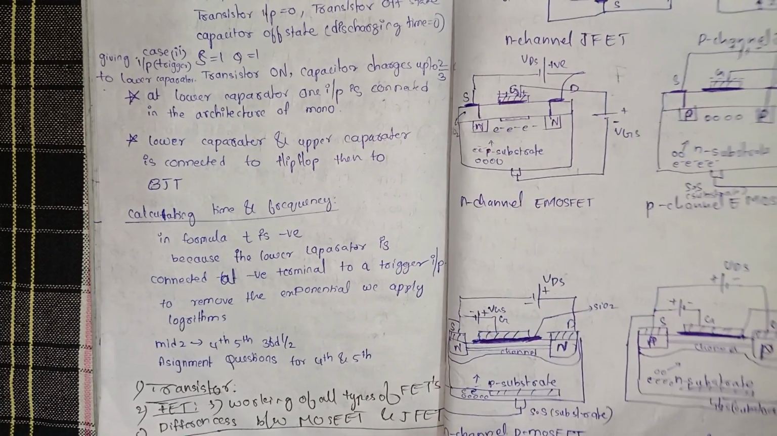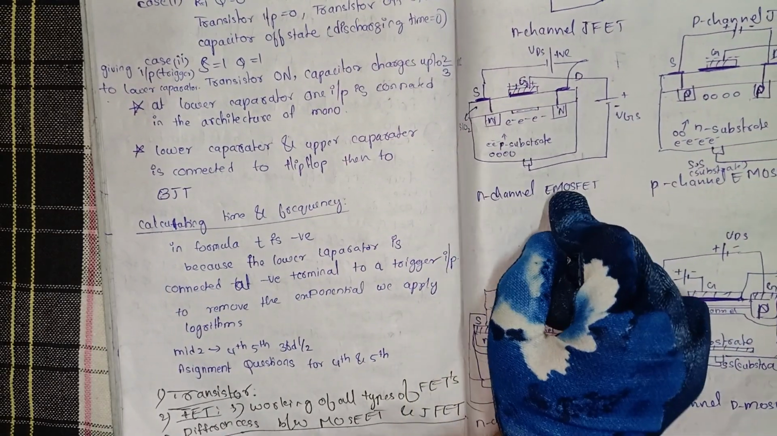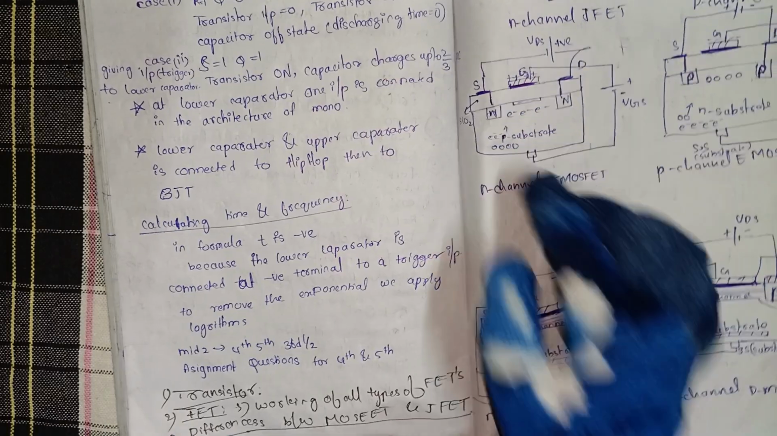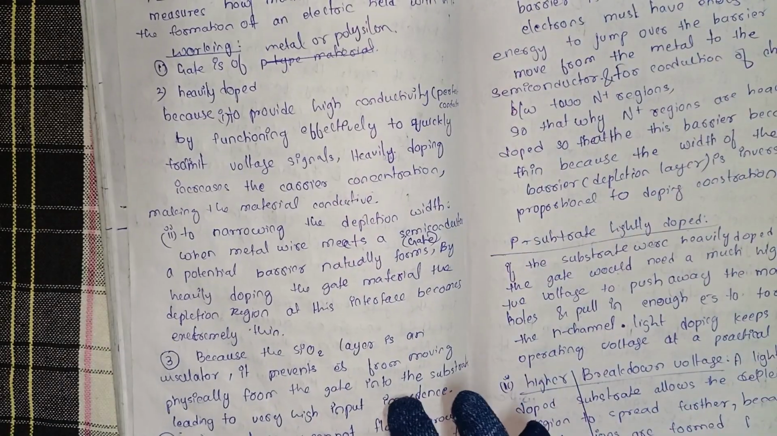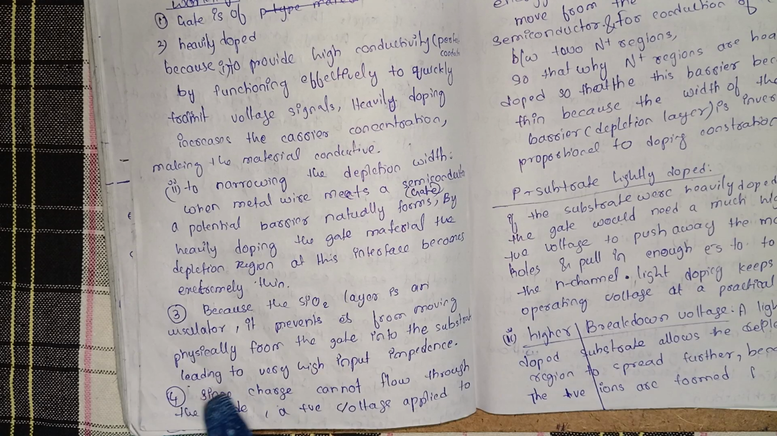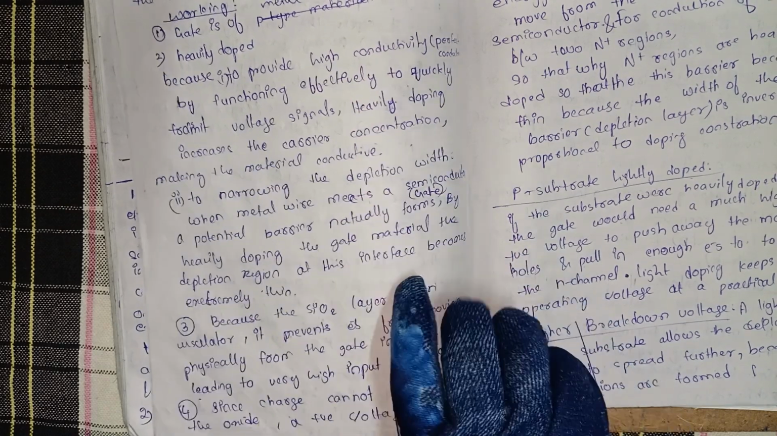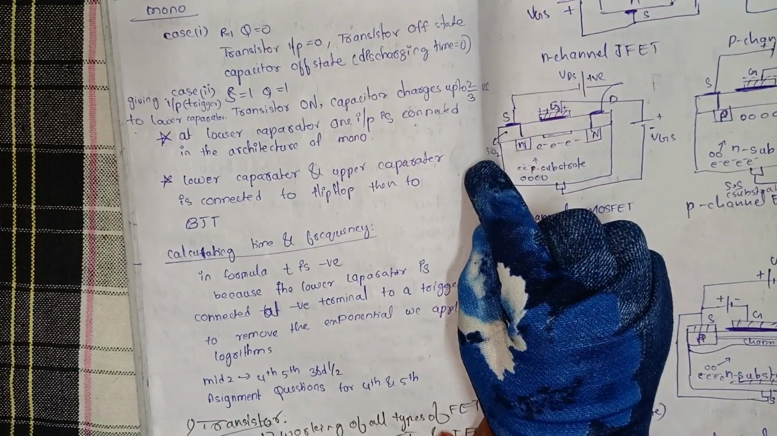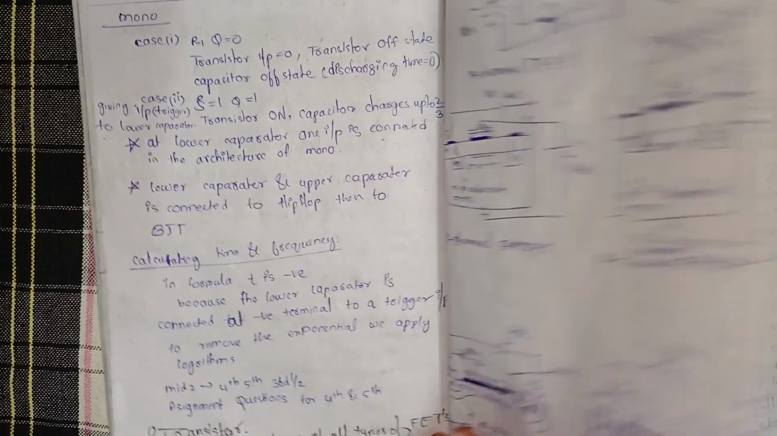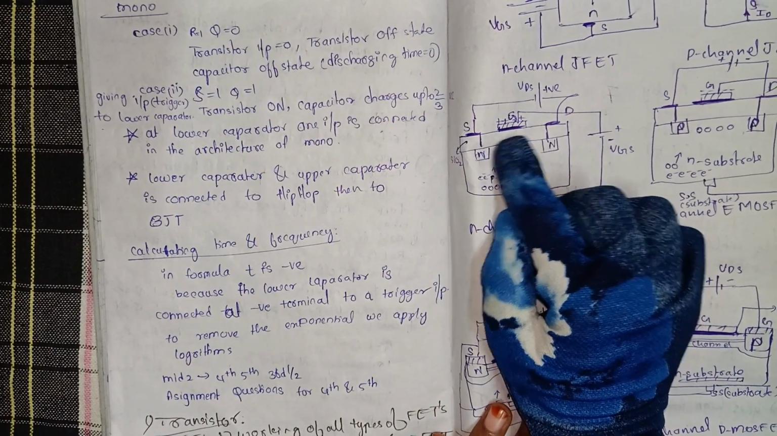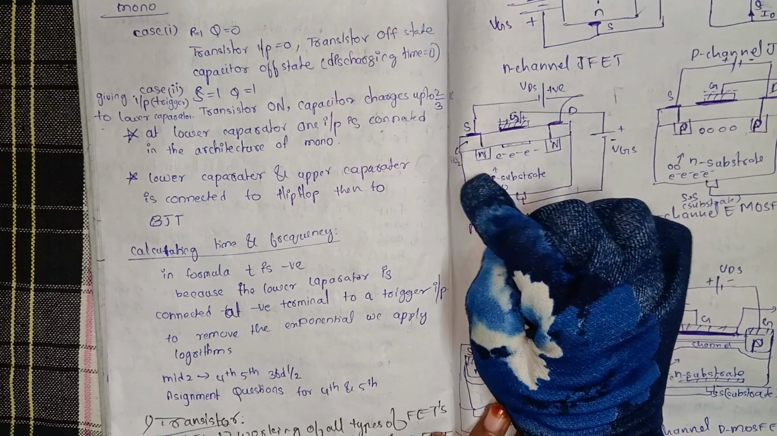This is the diagram of the N-channel MOSFET. Here are the source, gate and drain. Two N regions are there and a P substrate is there. Because the silicon dioxide layer is an insulator, it prevents electrons from moving physically from the gate into the substrate, leading to very high input impedance. Here is the silicon dioxide which prevents the electrons moving from the gate to the P substrate. This whole area is the P substrate.